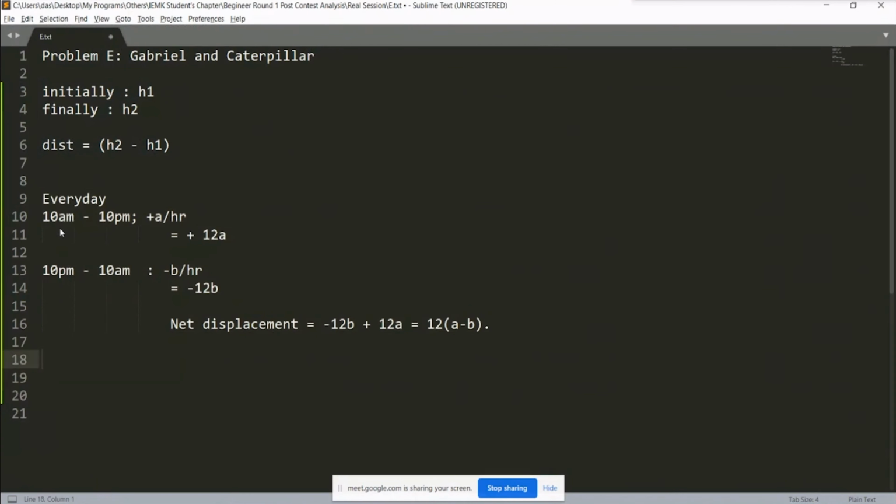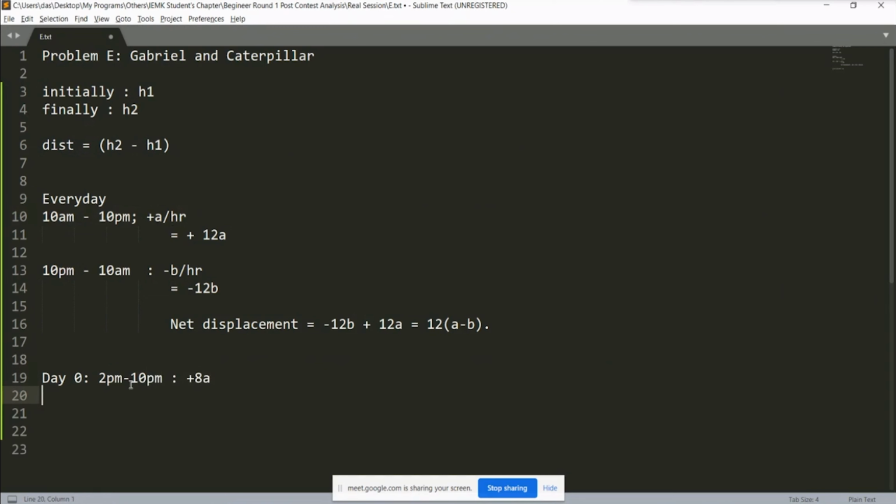And so now the thing is that in the problem it's given that in the very 0th day, Gabriel starts observing the caterpillar at 2 p.m. in the afternoon. So 2 p.m. lies in this range, 10 a.m. to 10 p.m. So in that 0th day, from 2 p.m. to 10 p.m., it would gain 8A unit.